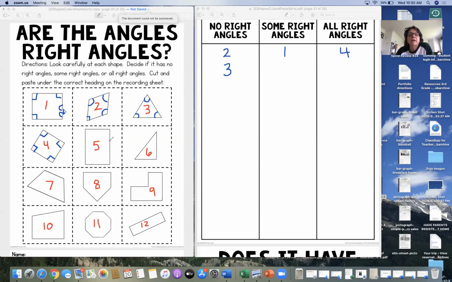Number 5 is a polygon. Remember, it's a closed figure with no curved sides, all straight sides. It has 4 sides, so that makes it a quadrilateral. And if I look at the angles, it indeed has all right corners. And this particular polygon quadrilateral is called a rectangle. So it has a lot of attributes. We can call it a polygon. We can call it a quadrilateral. We can call it a rectangle, and it has all right angles. So we'll put number 5 right here.